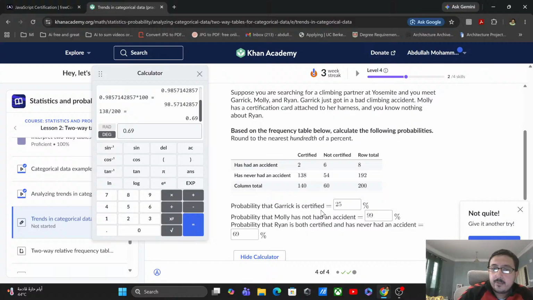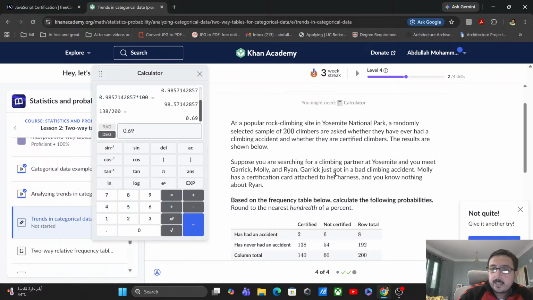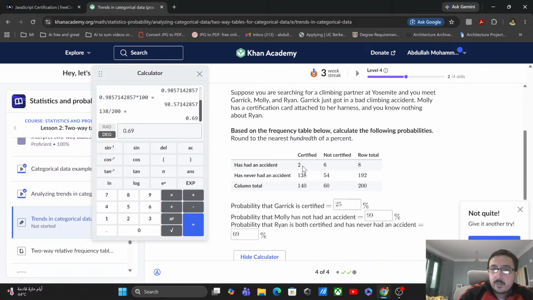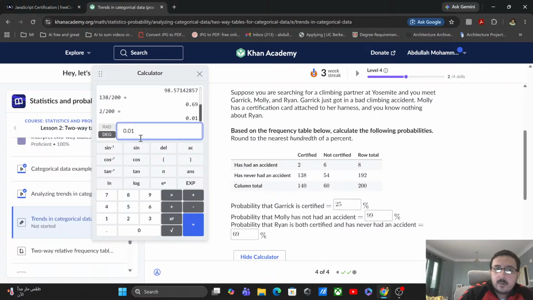Probability that Garrick is certified, he has an accident, of course. Garrick just got in a bad climbing accident, so he had an accident, 2 out of 100. Probability that Garrick is certified, not 25. It's 2 out of 200. Multiplied by 100, it's 1%.